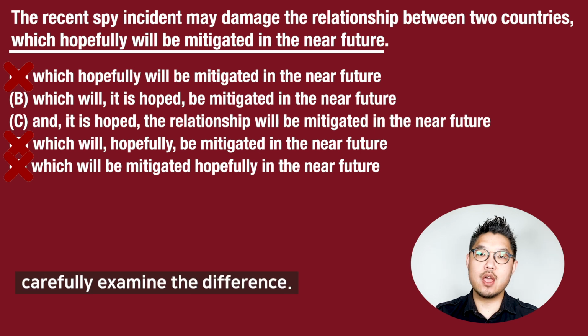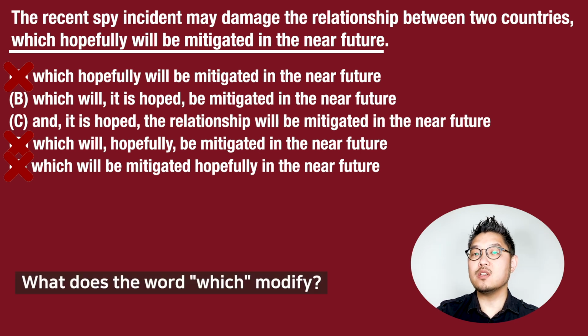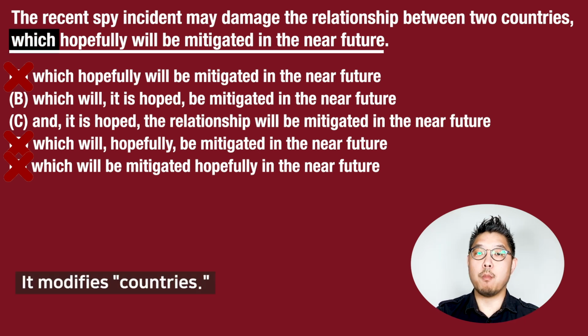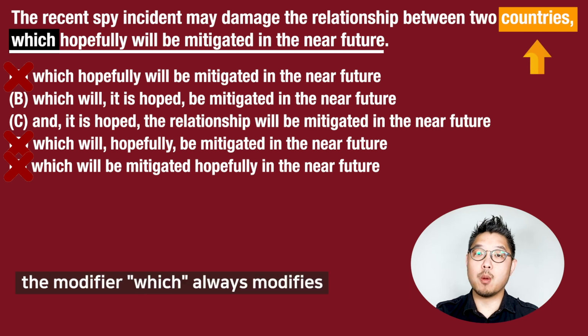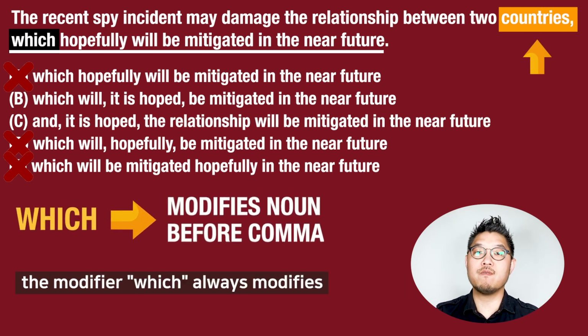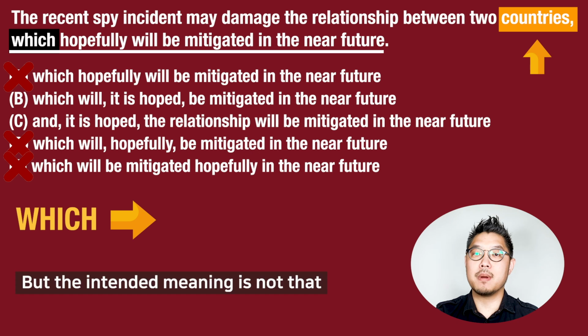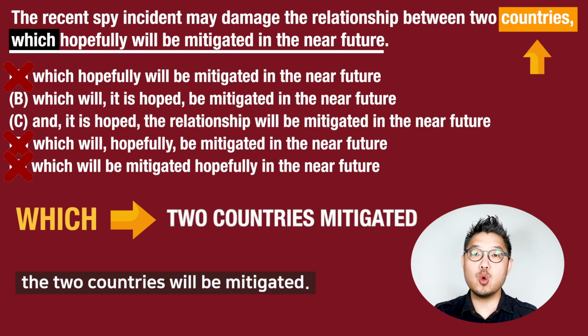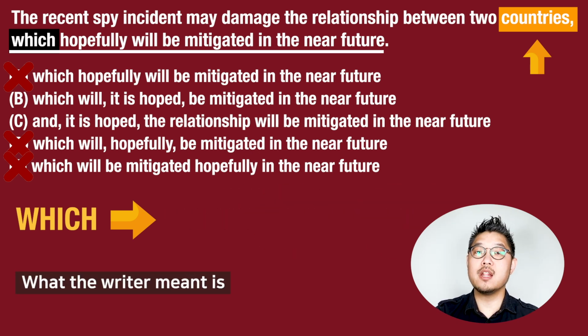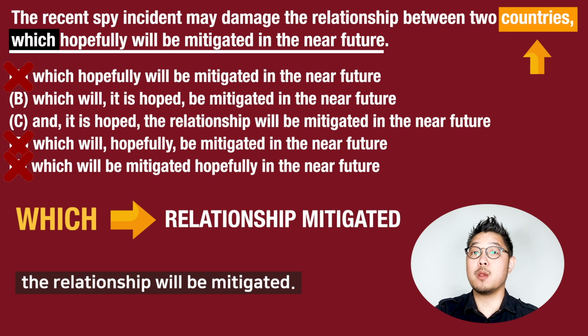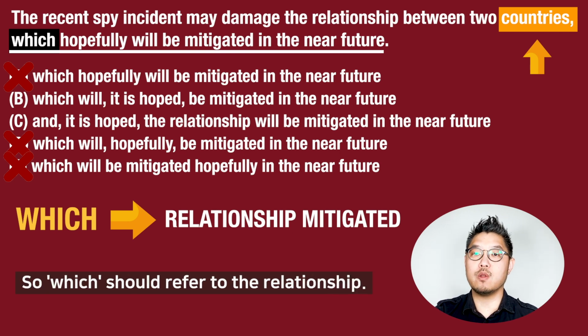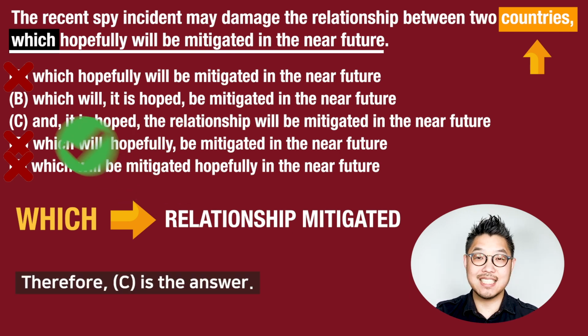Between B and C, carefully examine the difference. What does the word which modify? It modifies countries. In the GMAT, the modifier which always modifies the noun right before the comma. But the intended meaning is not that the two countries will be mitigated. What the writer meant is the relationship will be mitigated. So which should refer to the relationship. Therefore, C is the answer.